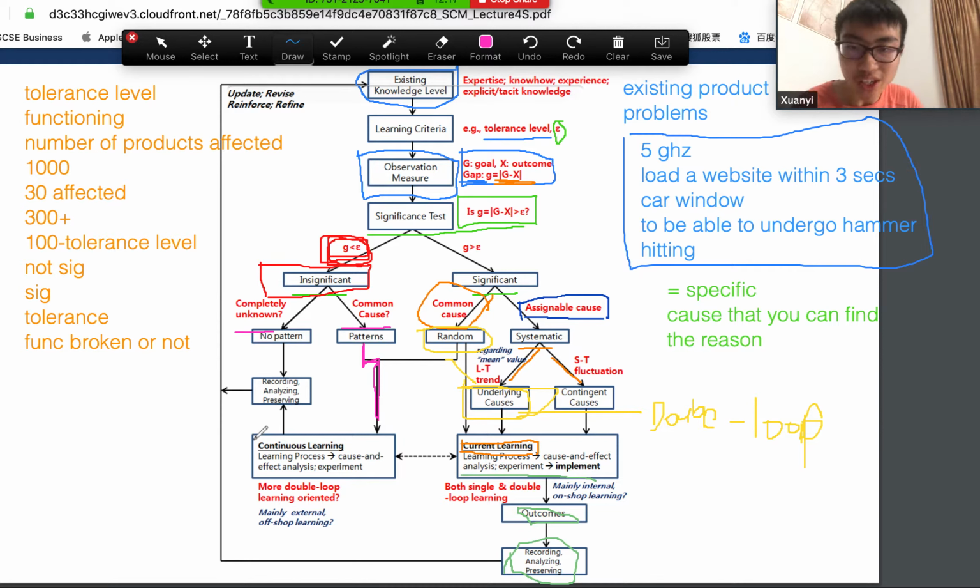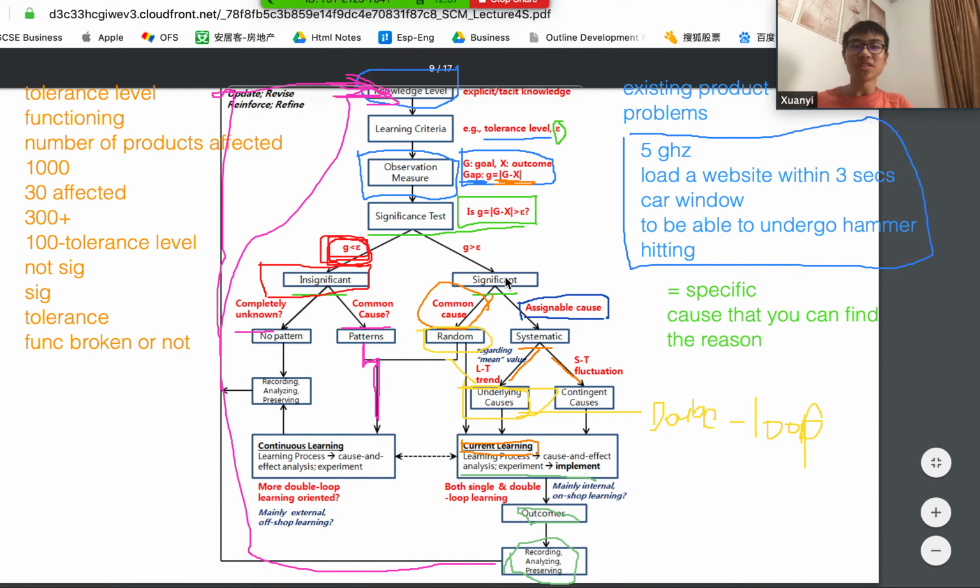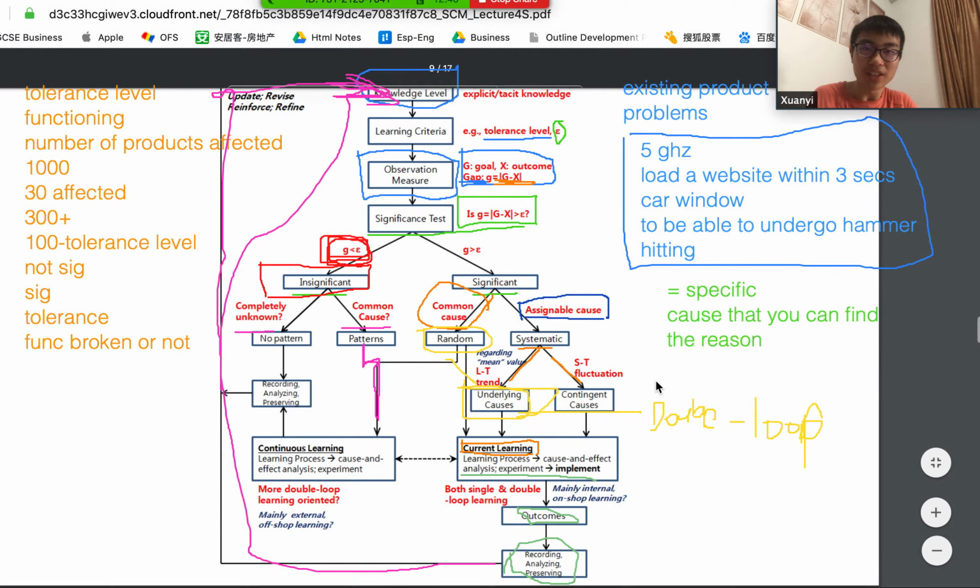And then we have continuous learning. After that, we analyze the problems, and then, you can see this arrow here, we go back to here, this goes back to here, and we try to fix our existing level. Also here as well, whether it's significant or not. After we identify the problem, we improve on the problem, and our goal is to improve the existing knowledge level. So I hope you guys understand a bit about this.